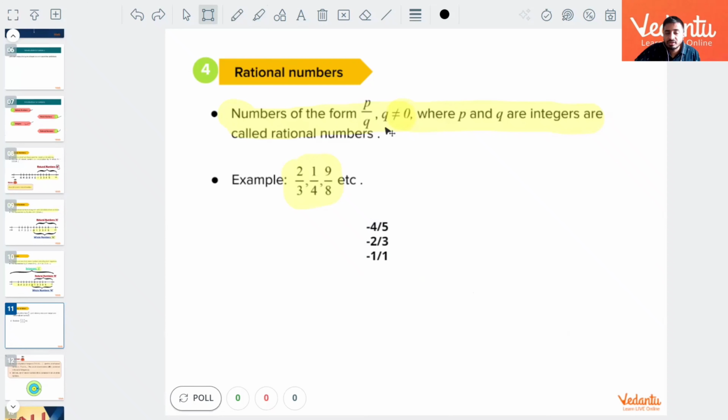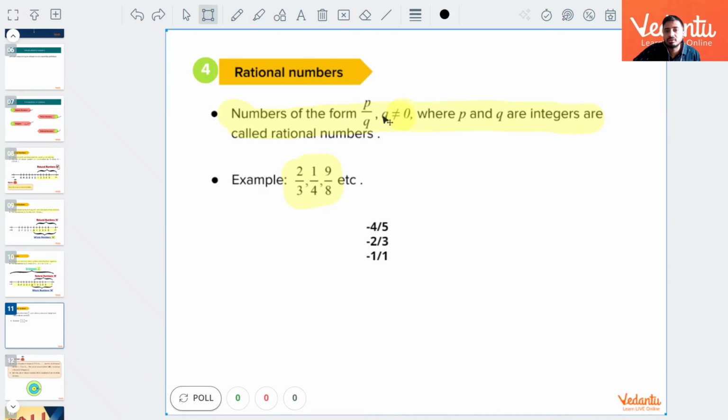Clear? But what is the condition? Q must not be equal to 0. Clear? Anybody is having any doubt in this? A fast recap. What we have learned? We have learned what are natural numbers, what are whole numbers, what are integers, what are rational numbers. Clear to each and everyone? Okay. Very good.